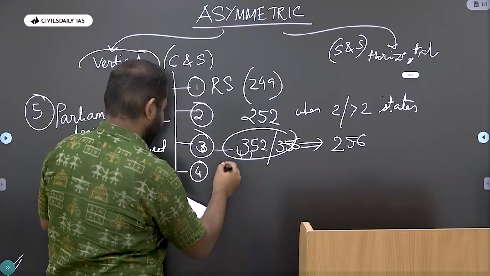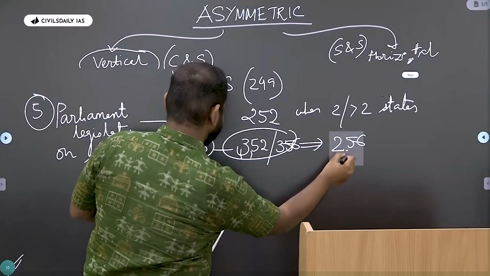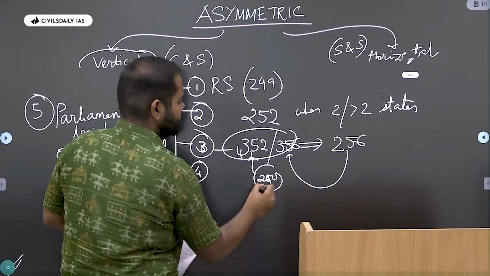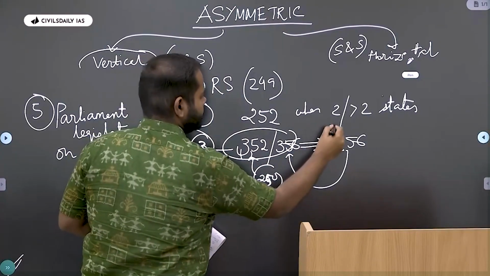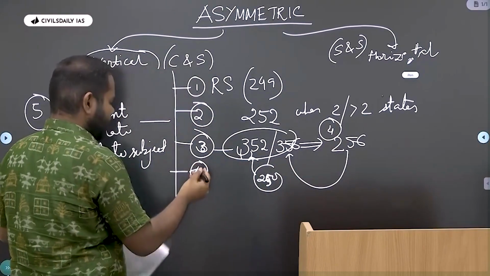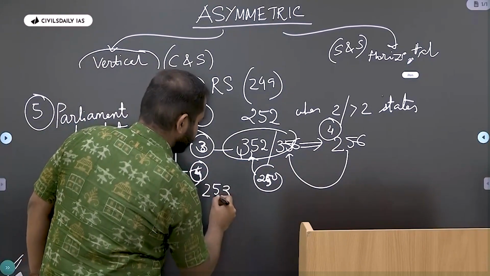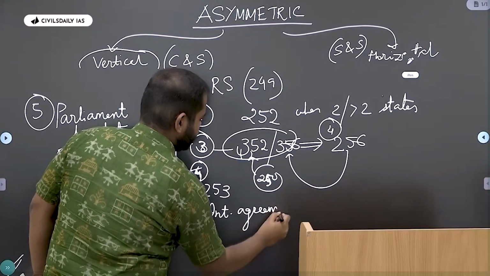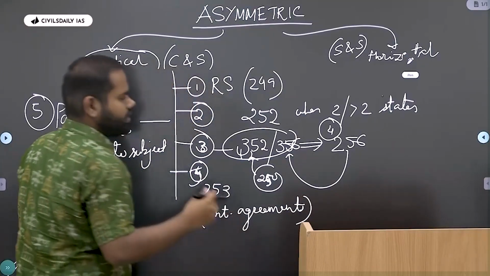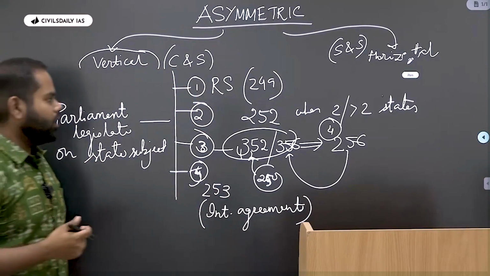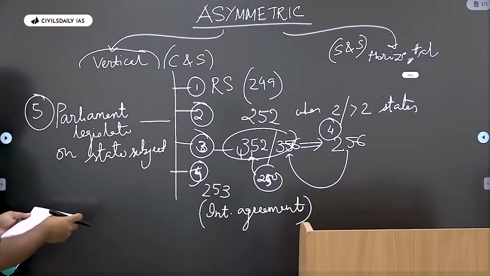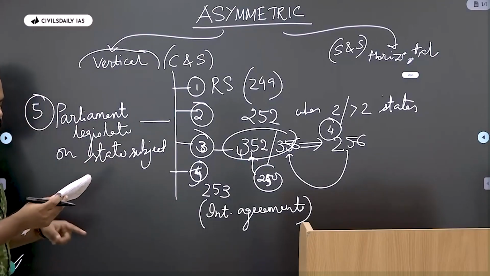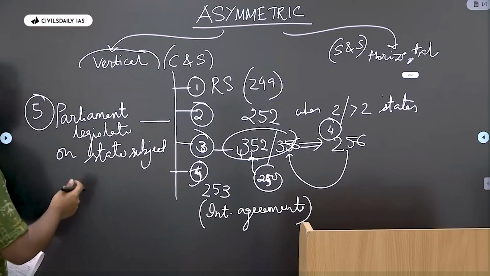Again, then we have 356 which talks about when it's President's Rule, and 250 talks about when there is a national emergency. So this could be made like two different points. And the fifth one being Article 253. This is for any international agreements, in terms of when there is a river water or land boundary dispute, things like that.